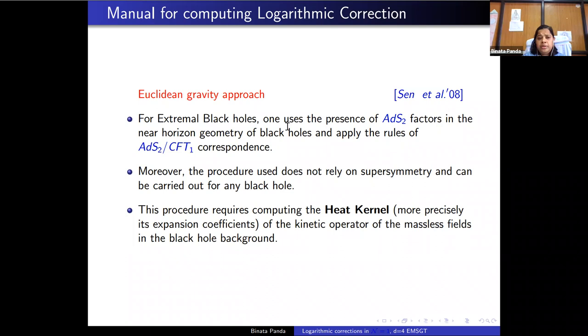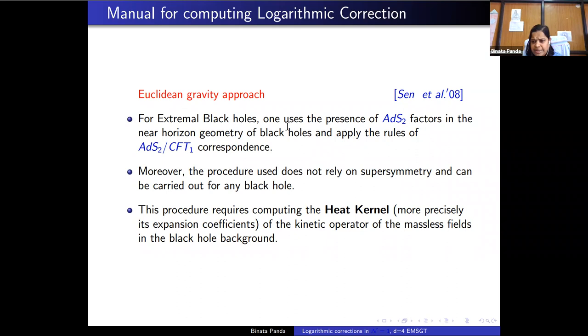Fine. So as I said, the program to compute these log corrections started with the work of Sen et al. in 2008, with the introduction of this Euclidean gravity approach. You can use this Euclidean gravity approach for both types of black holes, extremal and non-extremal. The treatment is a bit different. For the extremal black hole, we additionally use the rules of the AdS2/CFT1 correspondence. Since there is an AdS2 factor in the near horizon geometry of the black holes, you can use that. So you use the quantum entropy function formalism.